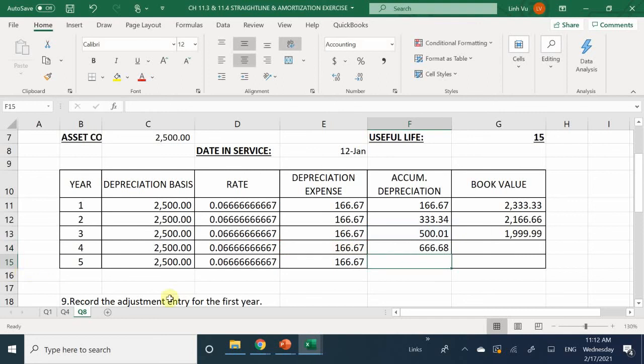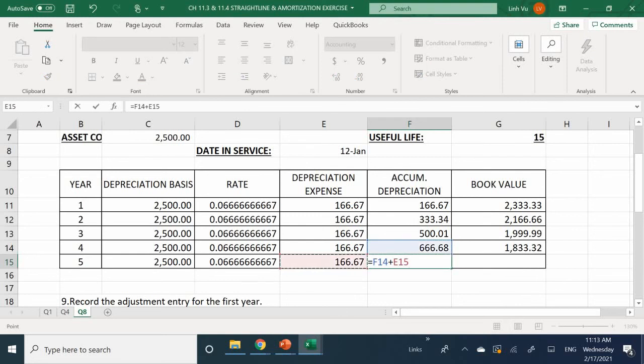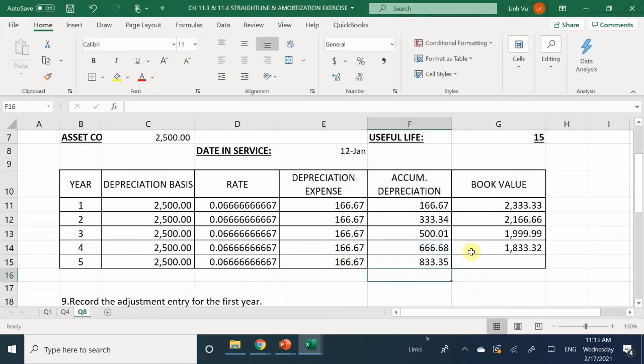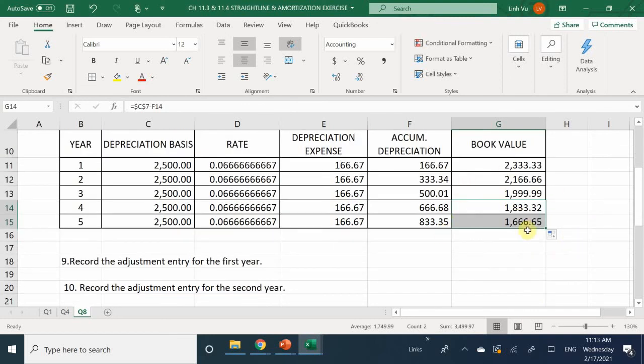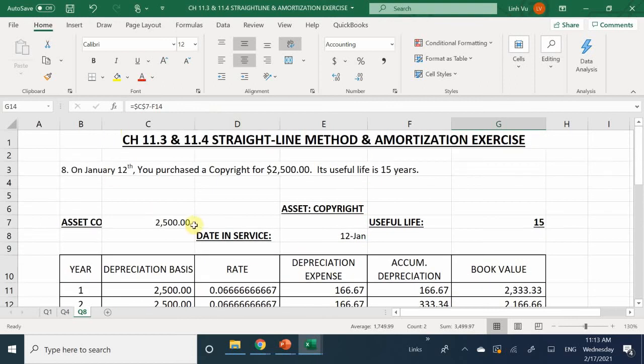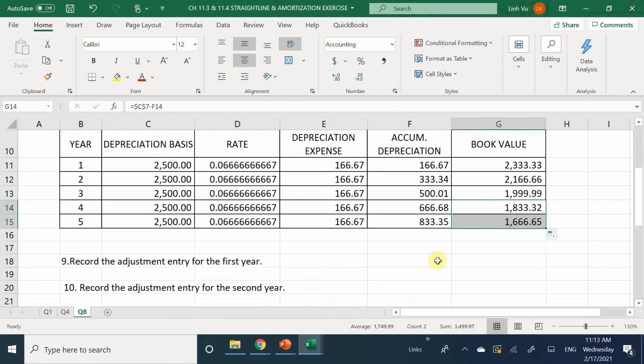And then what is my accumulated amortization for year 4? 666.68. Too many sixes, okay? And then what is my book value as of year 4? 1833.32. Good. Last one, guys. So what is the accumulated amortization for year 5? 833.35, bringing my book value to be 0. Yes, good. It was 65 because you have to round here, right? We got 35 cents. So in order to make it even out to the 2,500, it is 65 cents.